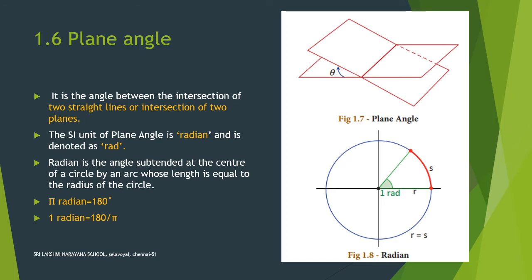What is radian? The radian is the angle subtended at the center of the circle by an arc whose length is equal to the radius of the circle. And 1 radian is equal to 180 divided by pi.